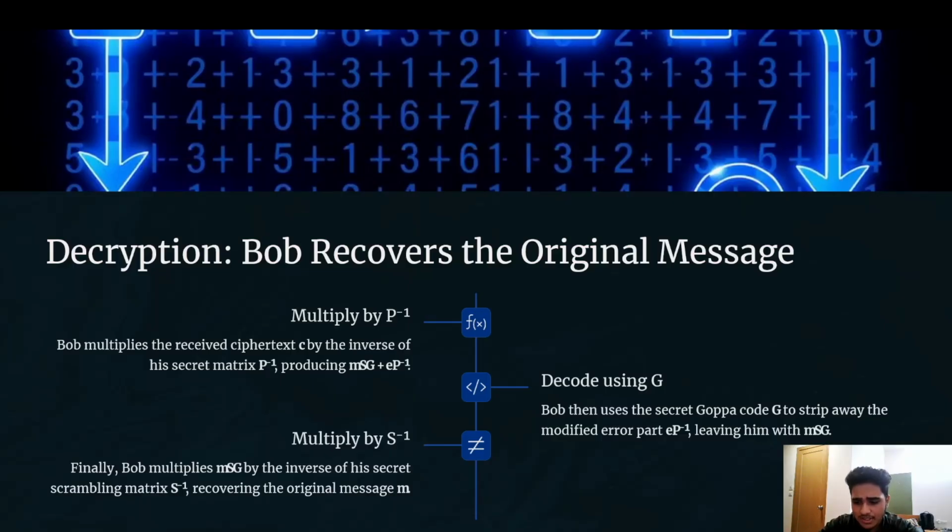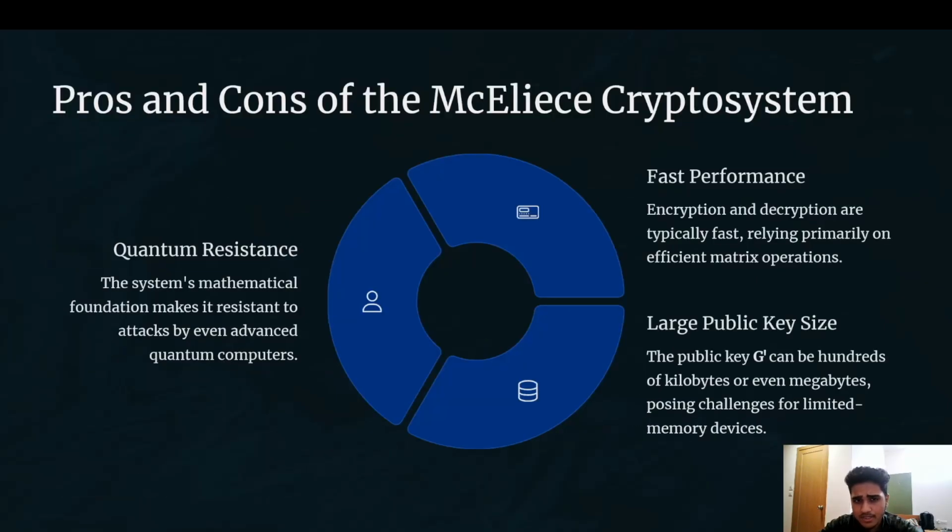So, what's the takeaway here? Let's look at the pros and cons. The big pro is the potential quantum resistance we mentioned. It's built on math that we think even quantum computers will struggle with. Another plus is speed. Encrypting and decrypting are quite fast, mostly just matrix math.